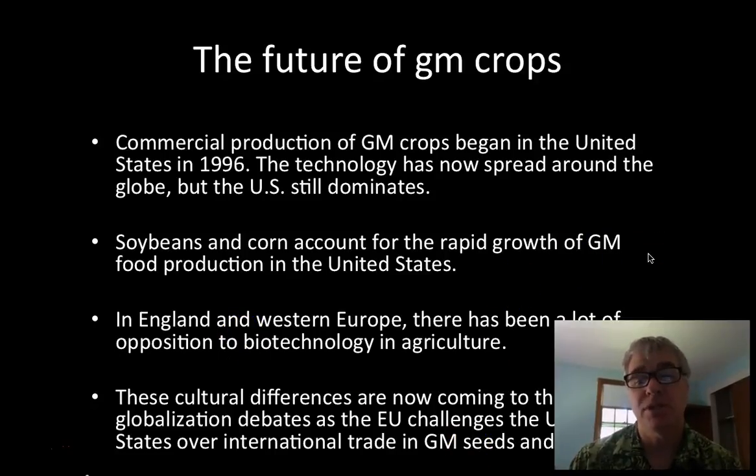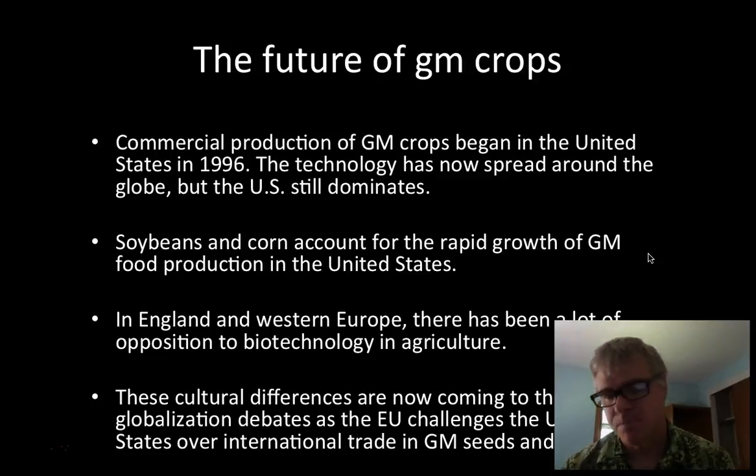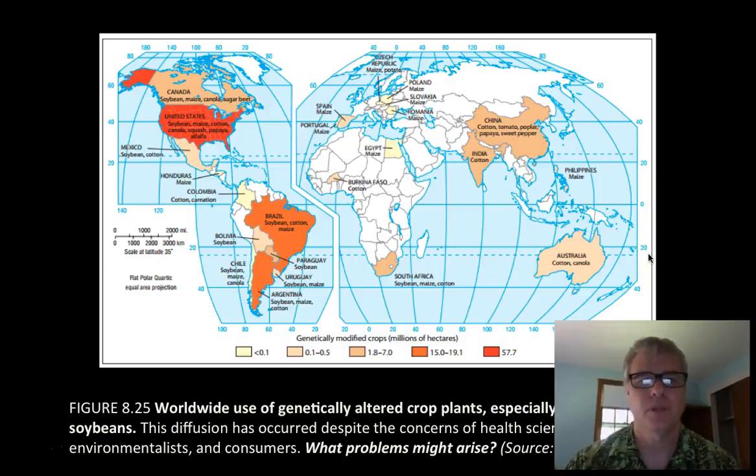But there are some places that really resist genetically modified foods, like they won't allow them to be imported or the seeds to be planted. Some places like England, Western Europe, Japan have really resisted some of the genetically modified technologies. So this is a map showing the places where there are certain kinds of genetically modified crops. The U.S. is by far the leader, but places like Brazil, especially with the soybeans and cotton, use a lot of genetically modified species too.